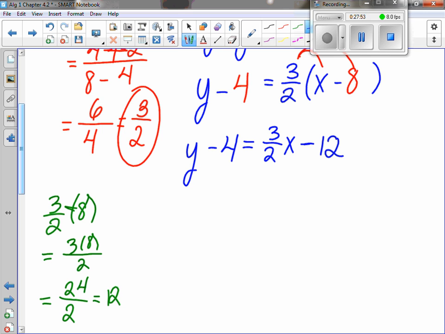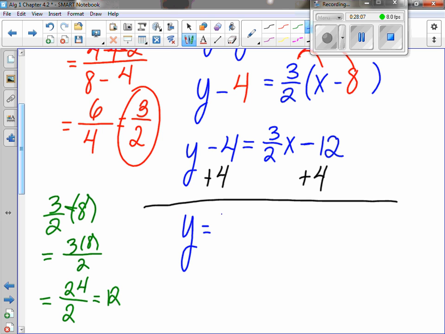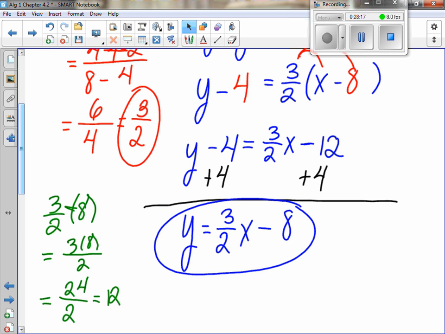Okay, is y by itself? No, we have y minus 4, so what do we need to do to both sides? We need to add 4 to both sides. And when I add 4 to both sides, we get y is equal to 3/2 x. Well, negative 12 plus 4 would be negative 8. And that is it.